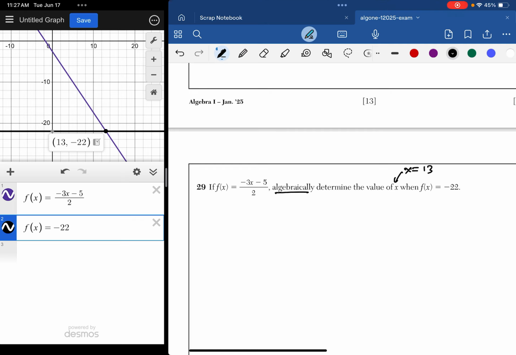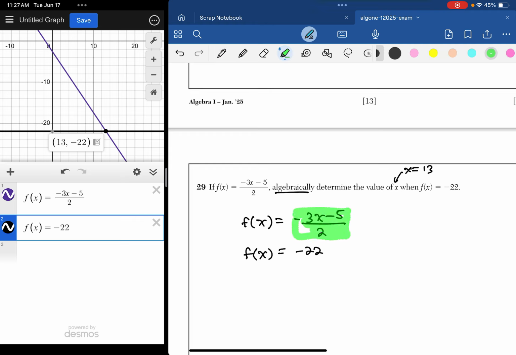But I need to do it algebraically, all right? So they tell us f of x is equal to negative 3x minus 5 over 2. They also tell us that f of x is equal to negative 22. So if these two things are both equal to f of x, they're going to be equal to each other. So negative 3x minus 5 over 2 equals negative 22.